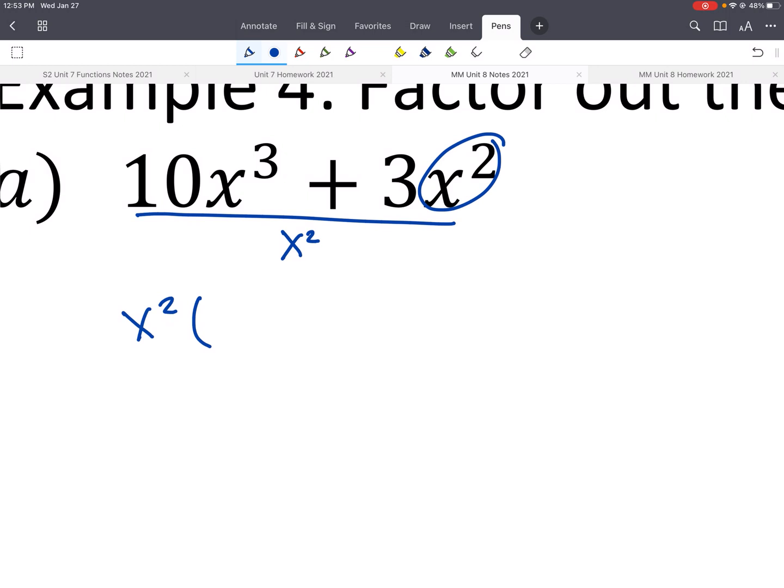Which means if we're going to factor it out, we need to divide everything by x squared. And this is where the whole dividing bases with exponents comes into play. So we have 10. If you wanted to put a 1 there, you can. So 10 divided by 1 is just 10. And then x to the 3 divided by x to the 2, again, we subtract those exponents, so that leaves us with an x to the 1, or just x. And then we'll do it for the other one. So 3 divided by 1 is 3. And then x to the 2 divided by x to the 2, well, that just cancels. Nice thing about this is you can always distribute it back and make sure you got it right.